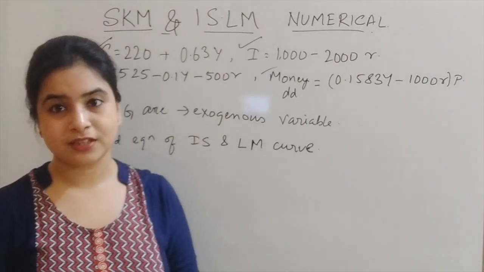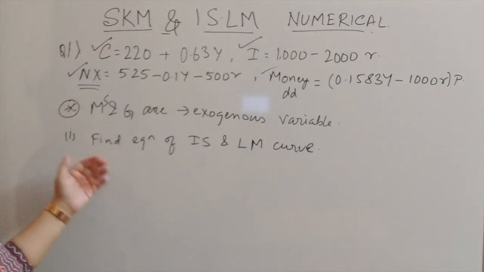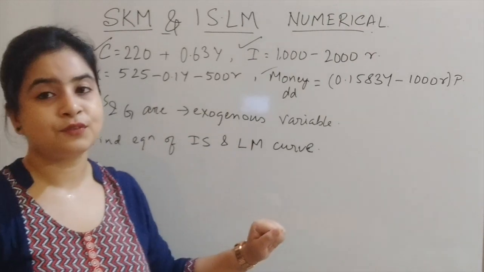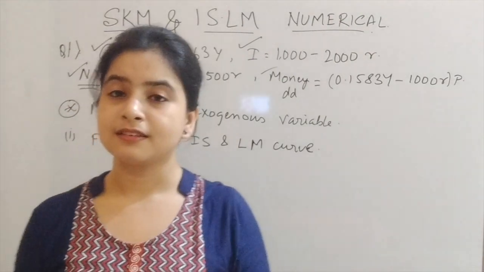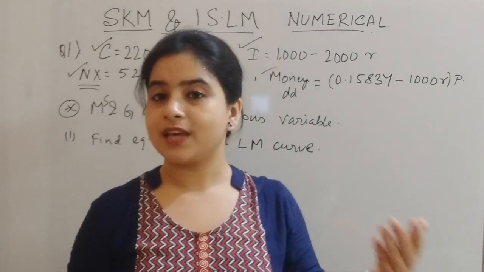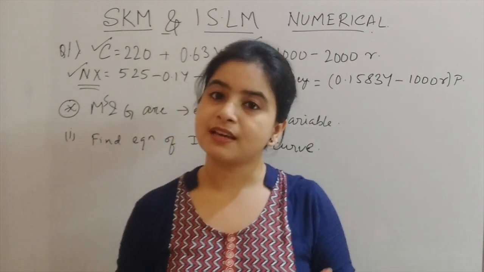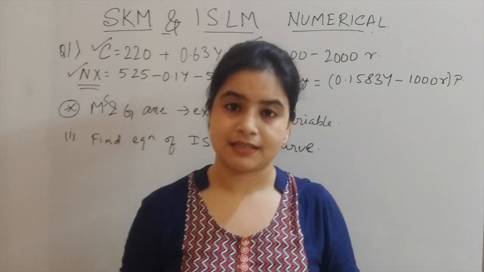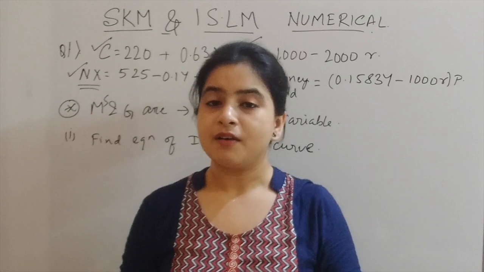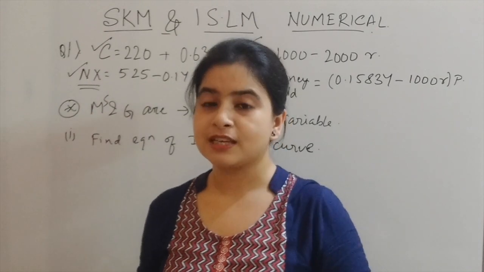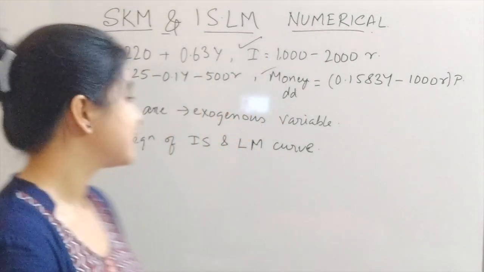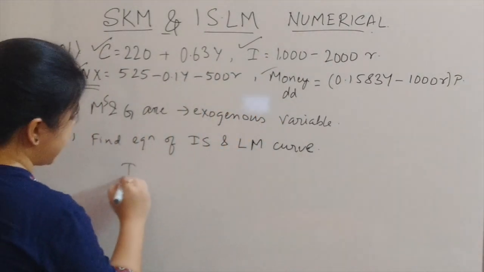So what's the first question that they are asking us to find? It's asking us to find the equation for the IS and LM curve. So for this type of question, we need to know the basic theories of the ISLM, that is, the basic equational format for the IS and for the LM curve. Once we know that, it's very easy to proceed. So let's begin. I'm going to start with the IS curve equation.